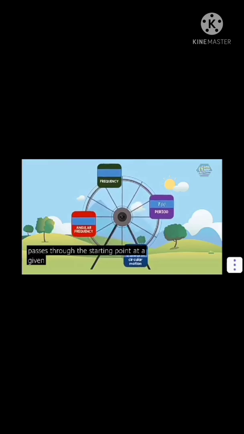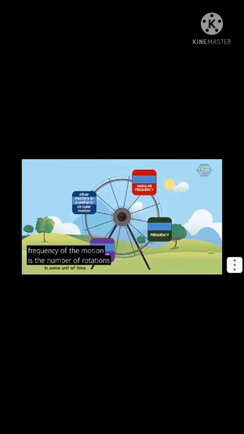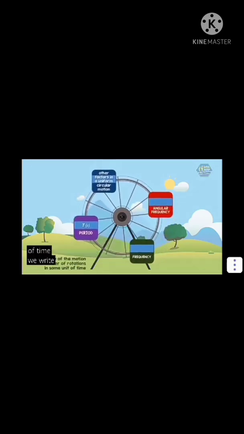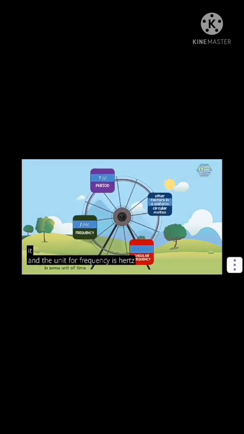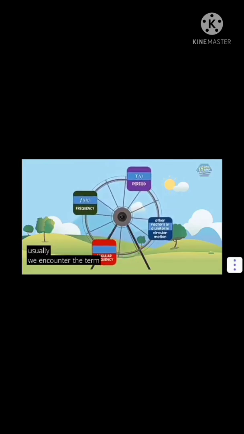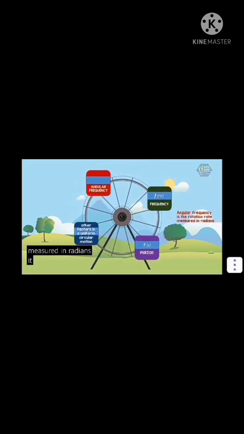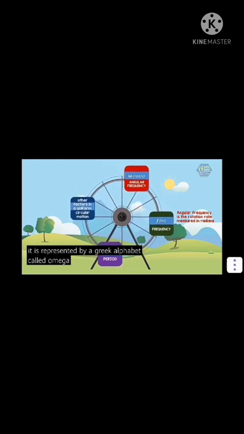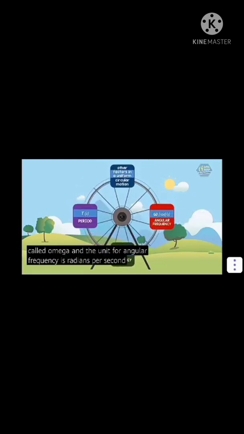But how do we know how many times the object passes through the starting point in a given time? Well, this is where frequency comes into play. Frequency of a motion is the number of rotations in some unit of time. We use the variable f to represent it, and the unit of the frequency is hertz. We encounter the term angular frequency in uniform circular motion problems. Angular frequency is the rotation rate measured in radians. It is represented by a Greek letter called omega, and the unit for angular frequency is radians per second.